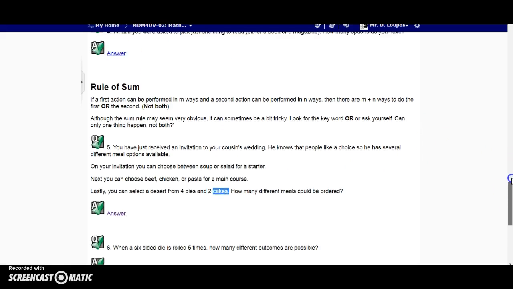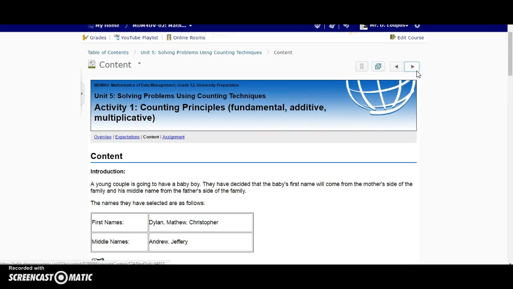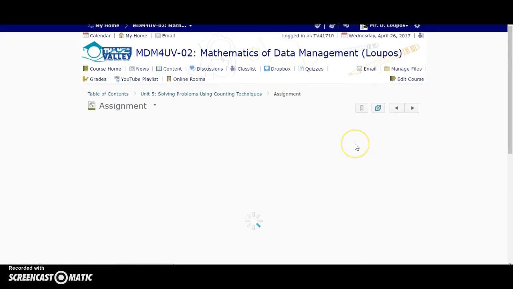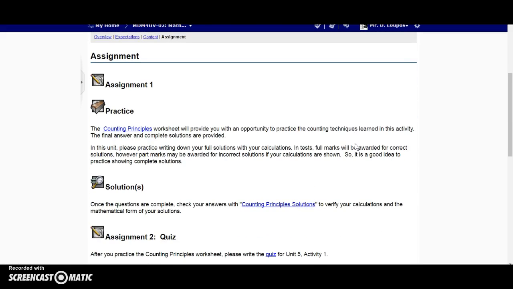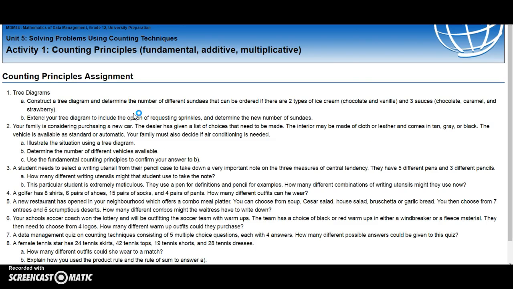That's it for the notes. I'm going to move on now to the assignment and just jump through that. You have a little quiz with this also. Here's the cutting principle worksheet, and solutions here, and then there's a quiz. So let's just go through the worksheet real quick. Construct a tree diagram and determine the number of different sundaes that can be ordered. If there are 2 ice creams and 3 sauces, you're just going to multiply those out.